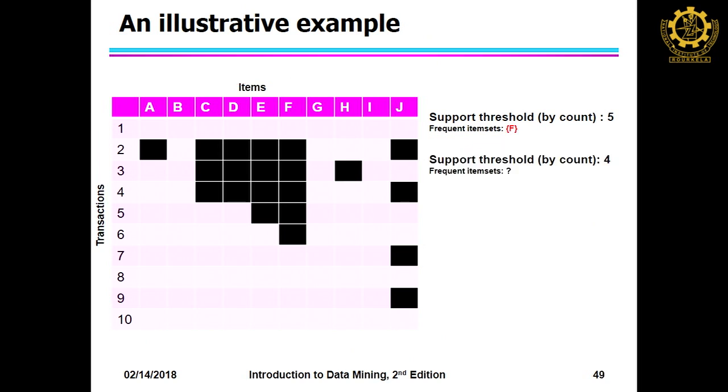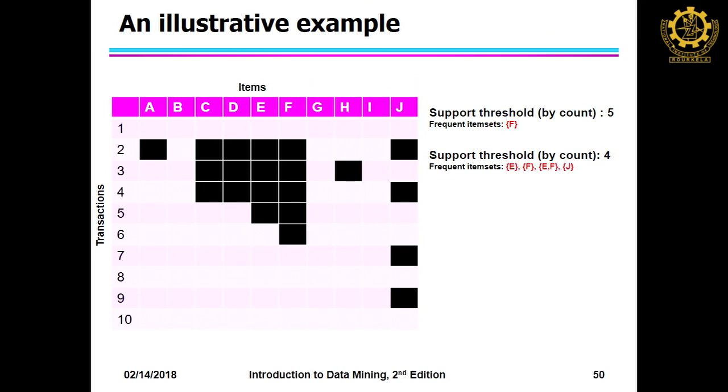Now, the question is, if you reduce the count to 4, what will be the frequent item set? E will be frequent, F will be frequent, J will be frequent, and that is not sufficient, EF also will be frequent, right. So, E will be frequent, F will be frequent, J will be frequent and EF combined will also be frequent. Now you reduce further, support threshold is 3. Now, what will be the frequent item set?